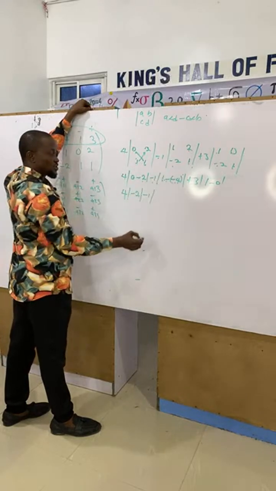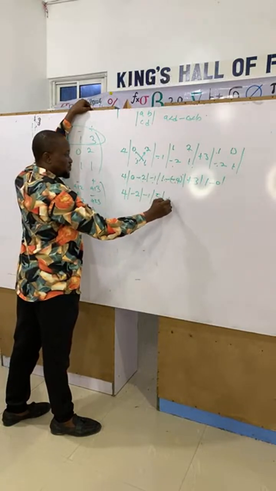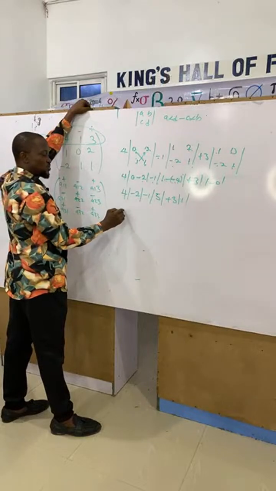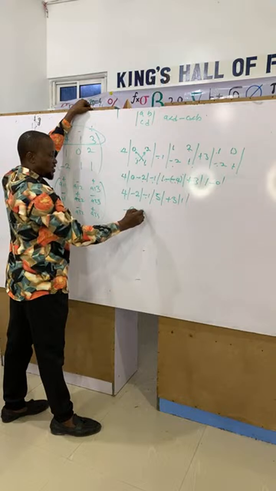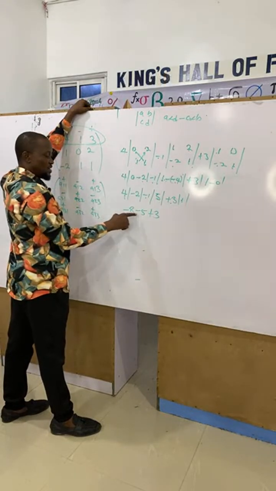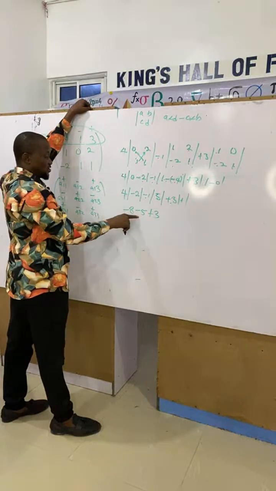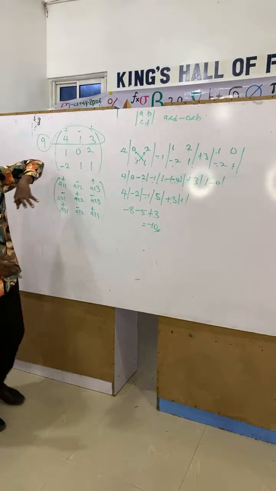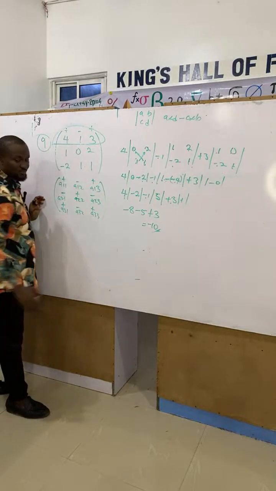Minus 1 is plus. So 1 plus 4 is what? 5. Plus 3 into 1. So 4 times minus 2 is minus 8. Minus 1 times minus 5 is minus 5. Then 3 times 1 is what? 3. So minus 8 minus 5 is minus 13. Minus 13 plus 3 is minus 10. If you are asked to find the determinant of this matrix, this is what you do.